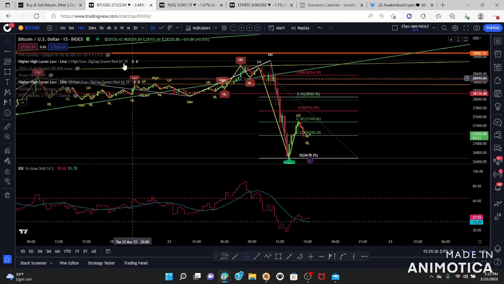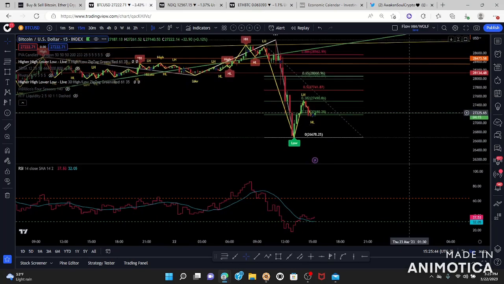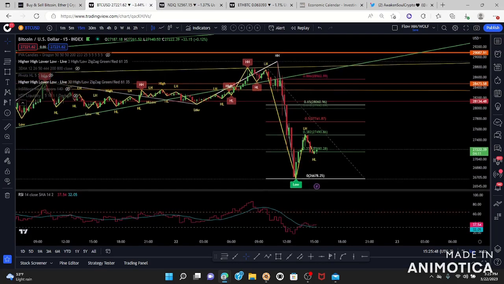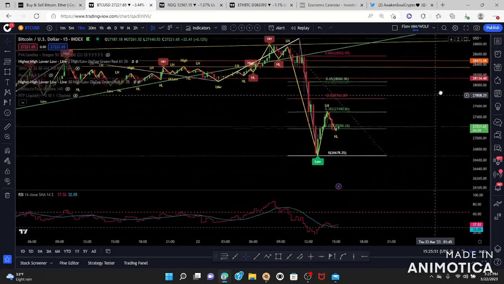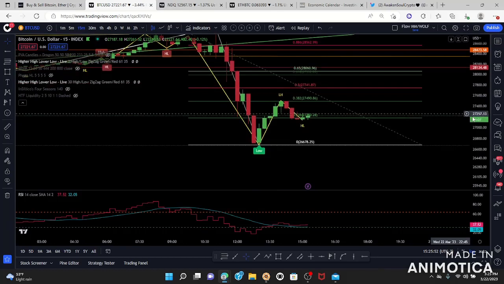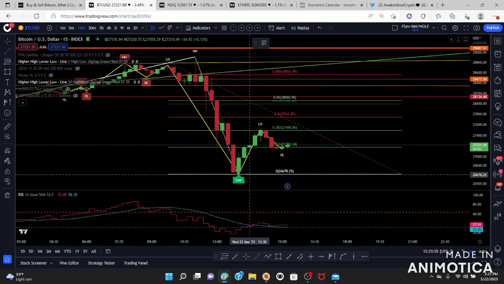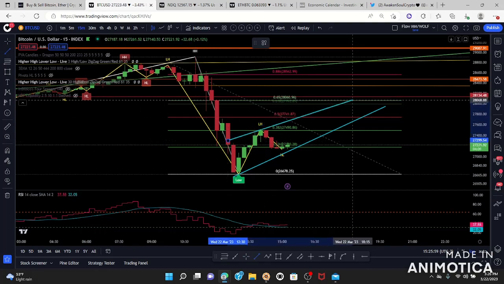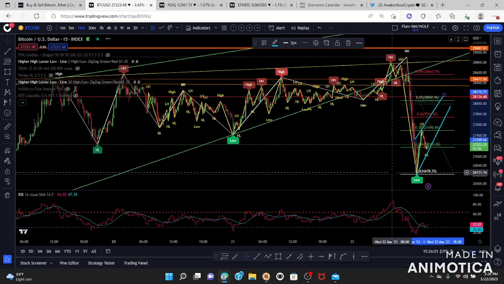I also expect, sorry, I'm thinking. I also expect a lower high to be printed. So this could be a bear flag. That's what I'm expecting, right? A bear flag to be forming. Because remember how the charts work. So don't rush into things.